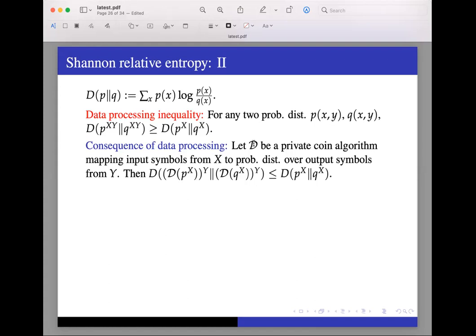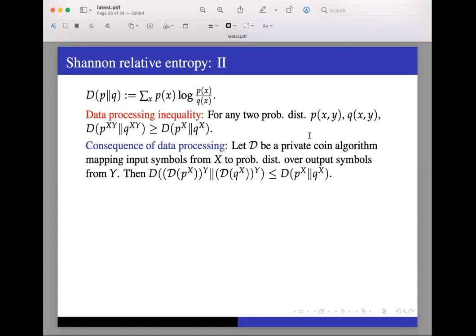So what is this algorithm D doing? It is acting on a sample from Px, which is coming from the probability distribution Px, and it produces a probability distribution on Y. Similarly, if the algorithm is fed a sample from Qx, it produces a sample from Y, but with some other probability distribution. So I can talk of the relative entropy between these two probability distributions on Y. It turns out that this is less than the original relative entropy. So in other words, processing by this algorithm D cannot increase the distinguishability.